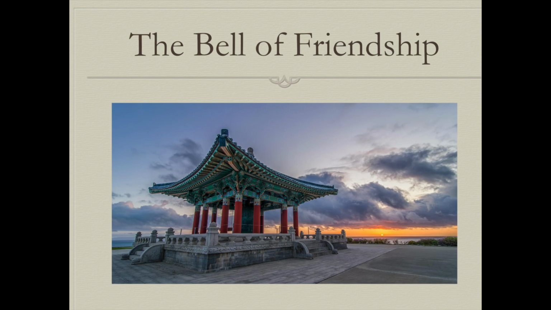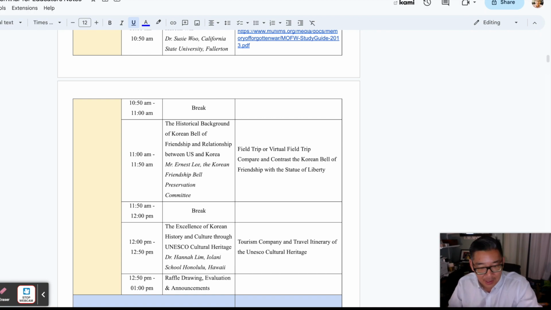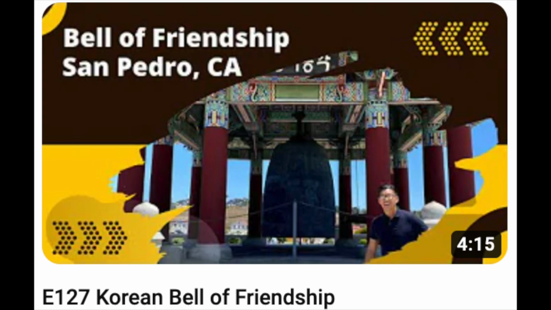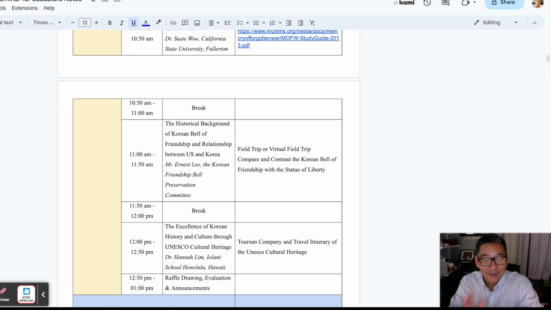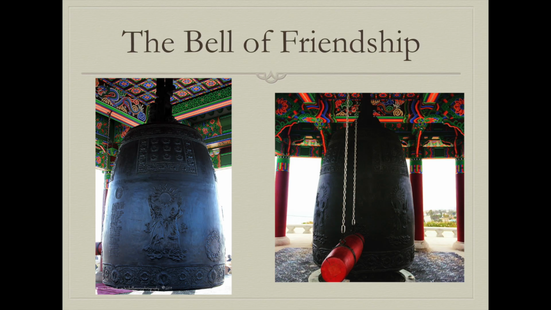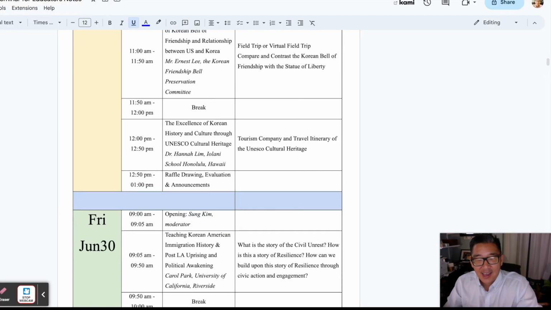We've all heard of the Statue of Liberty. So what are the similarities and differences between the Korean Bell of Friendship and the Statue of Liberty? This could either be a real life field trip where you actually go to see the Bell of Friendship, or even a virtual field trip could be really powerful as well. That's another idea that I had.